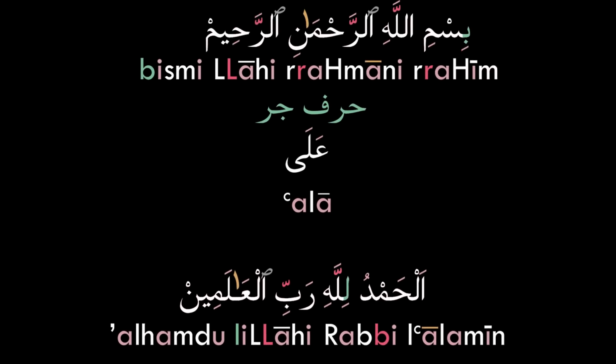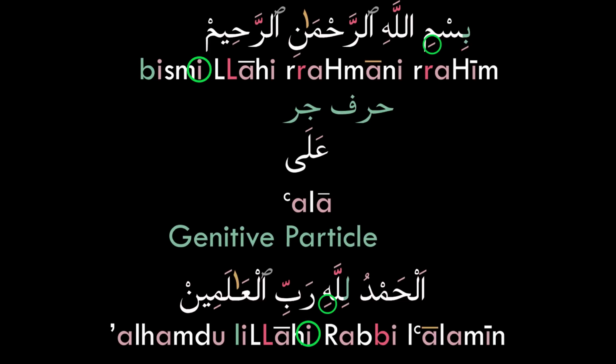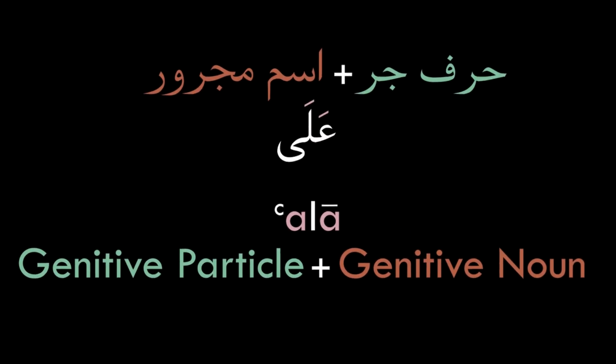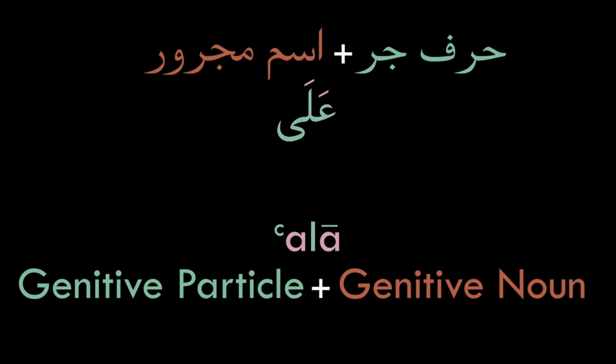In both cases, the nouns come after bi and li and end with a kasra. That's the major reason we call them harfu jar, or genitive particle, because they make the nouns that come after them end with a kasra. And that's why we call this noun ismun majroor, genitive noun. So remember, any noun that ends with a kasra is a genitive noun. Ala is another genitive particle we add to our inventory with bi and li. It means sometimes on and sometimes upon.